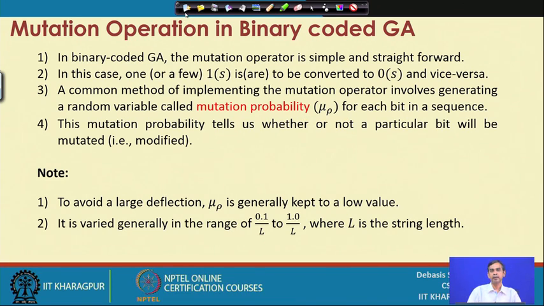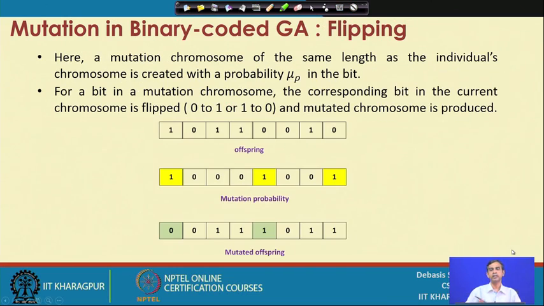Like different parameters, mutation probability is also a GA parameter to be decided by the user during the execution of the genetic algorithm. Now, having this concept of mutation probability, we will discuss the first operation related to mutation in the case of binary coded GA. The operation is called flipping, and as the name implies, flipping means 1 will be flipped to 0 or 0 will be flipped to 1.